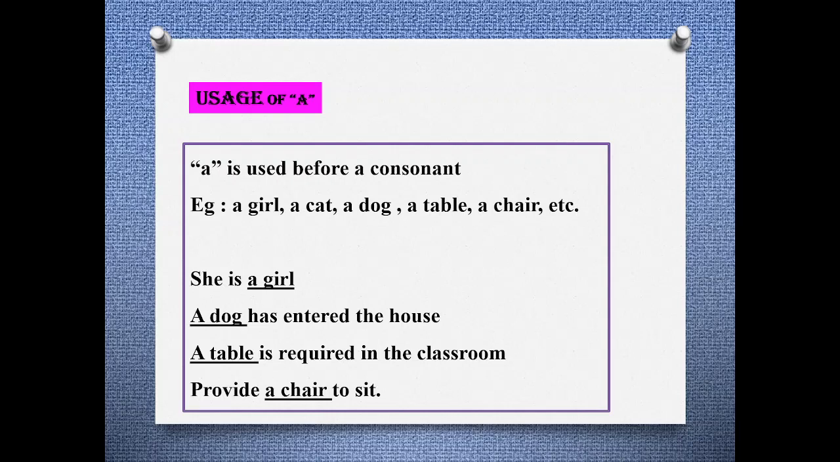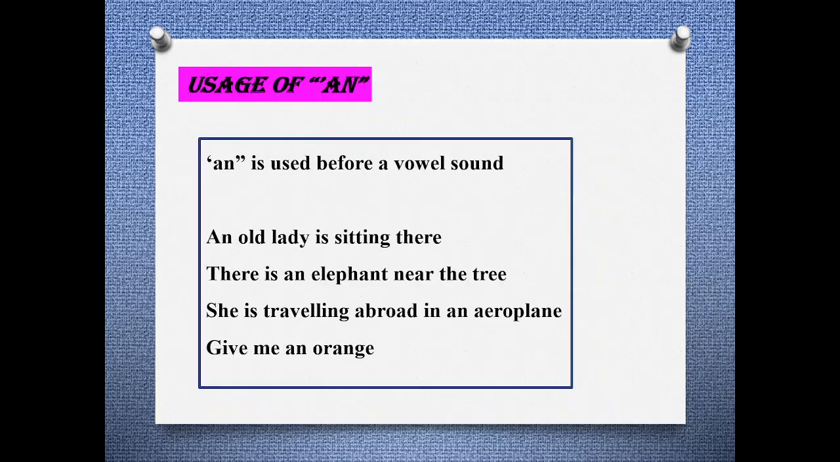So this is how. Girl is a noun, and as that particular noun starts with a consonant letter, that's why we are using "a". In every sentence, if you observe, because it is a consonant, we are using the article "a".